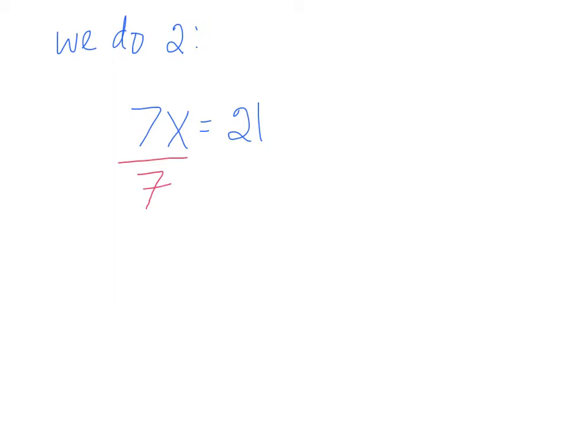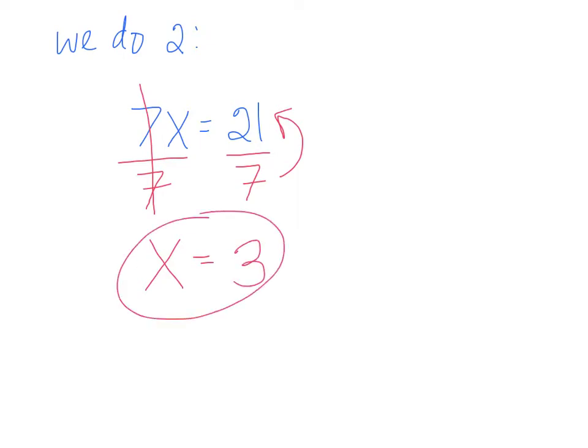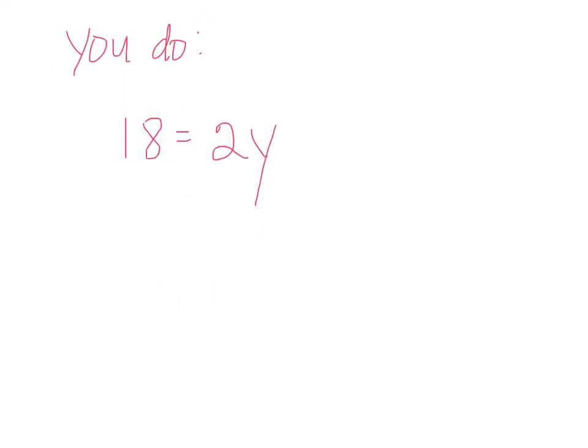And if I do that to one side of the equal sign, I must do it to the other side of the equal sign, or my scale is going to go all cattywampus on me. So do the same thing to both sides. That cancels out, leaves me with x. And 7 divides into 21 3 times. So x equals 3.